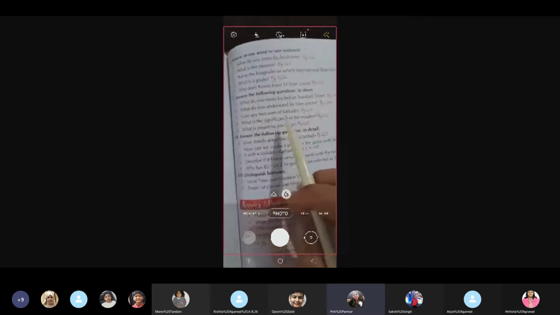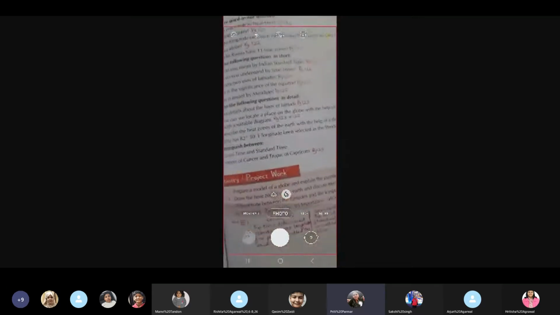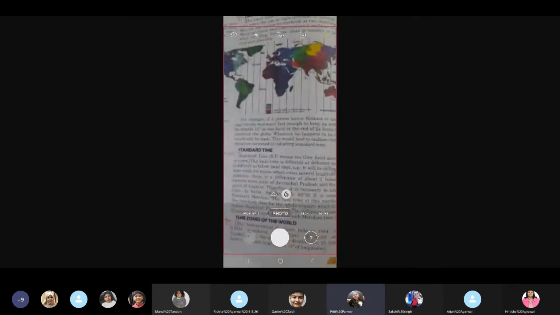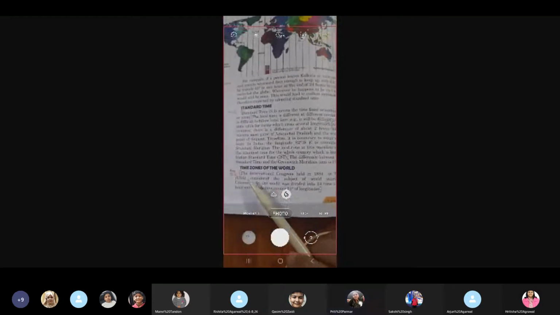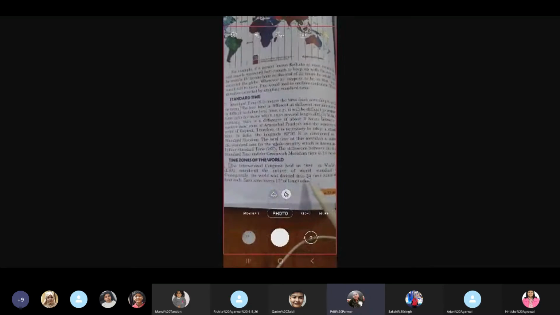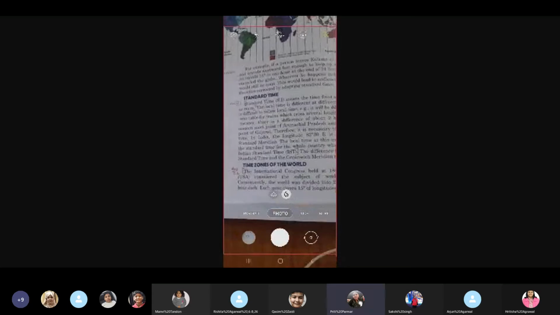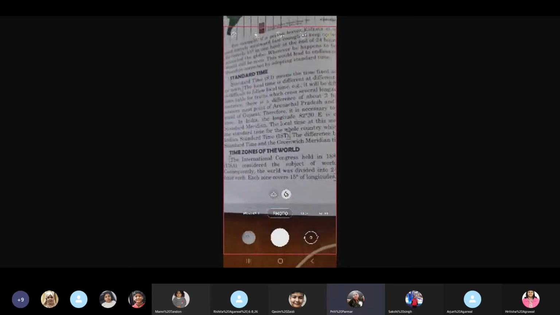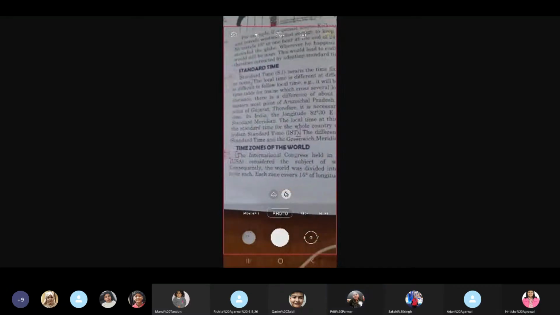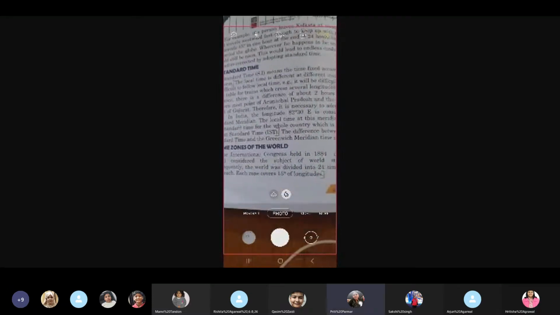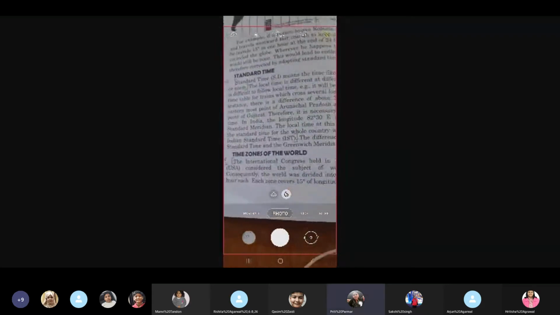6.2. What do you understand by time zones? Page 126. Come to the next, time zones of the world. Now here is the answer. The International Congress held in 1884 in Washington, USA, considered the subject of World Standard Time. Consequently, the world was divided into 24 time zones of 1 hour each.